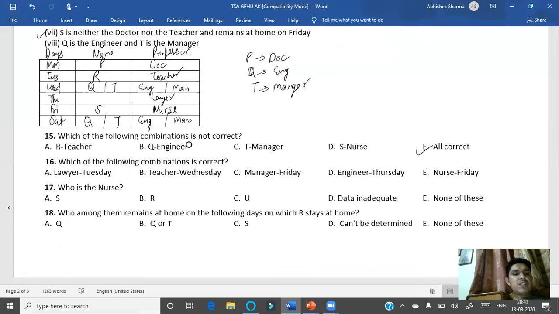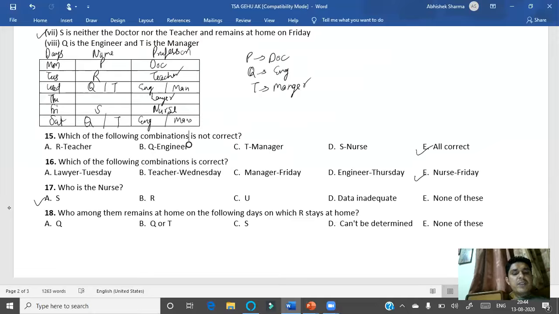Thereafter, question number 16: which of the following combinations is correct? Lawyer, Tuesday, so this is not correct. Teacher, Wednesday, can be and cannot be. Manager, Friday, wrong. Engineer, Thursday, wrong. Nurse, Friday. So friends, nurse Friday is the right option. Thereafter, question number 17: who is the nurse? So friends, here S will be the nurse.